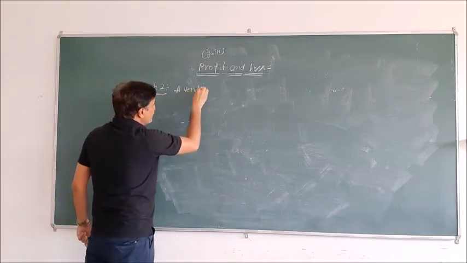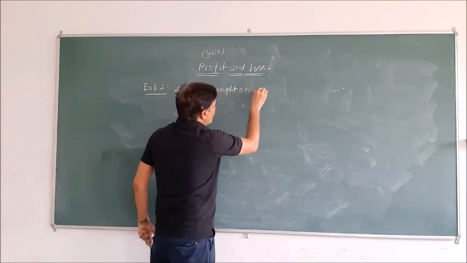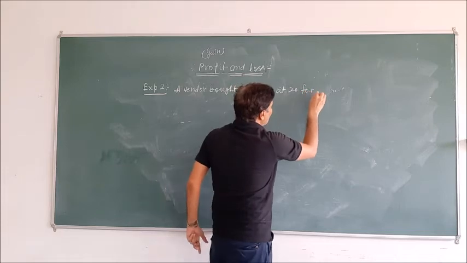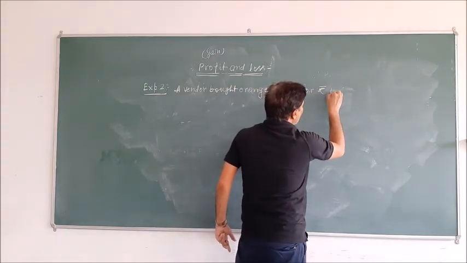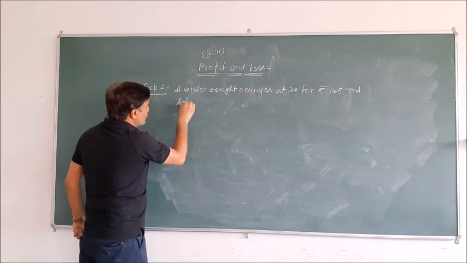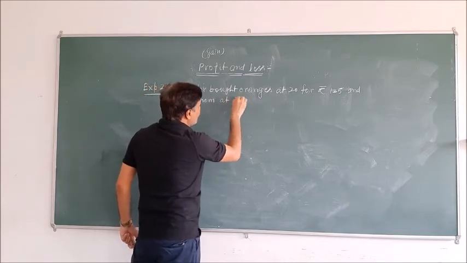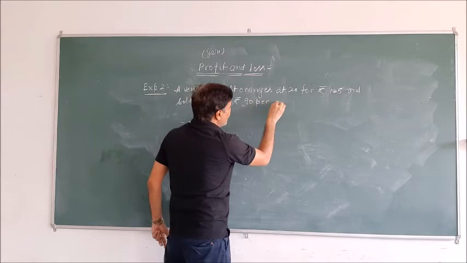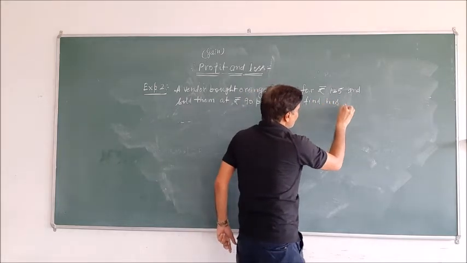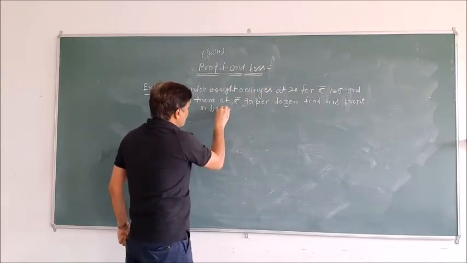A vendor bought oranges at 24 rupees 125 and sold them at rupees 90 per dozen. Find his profit or loss percent.